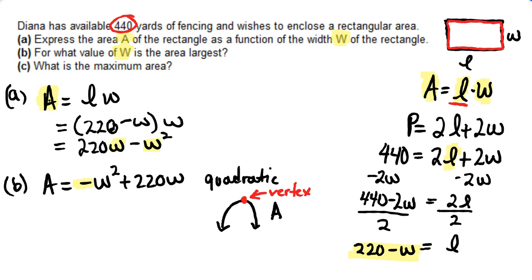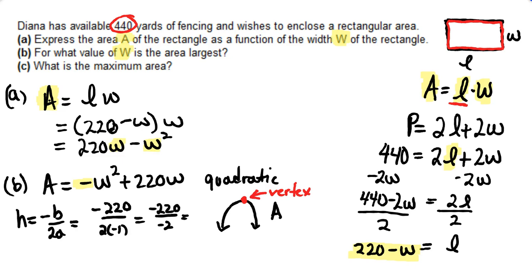So if we want to find the largest area, we need to find the value of that vertex. We have a formula for calculating the vertex. We can find h by calculating negative b over 2a. That's negative 220 divided by 2 times negative 1. It's negative 220 divided by negative 2, and that's 110.